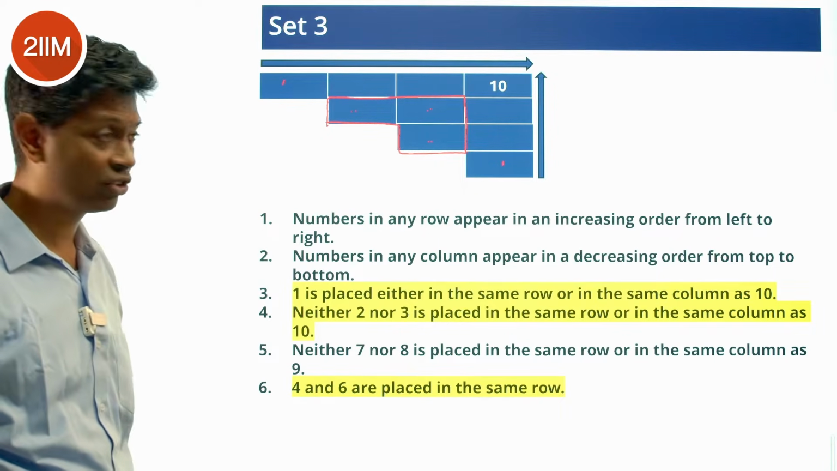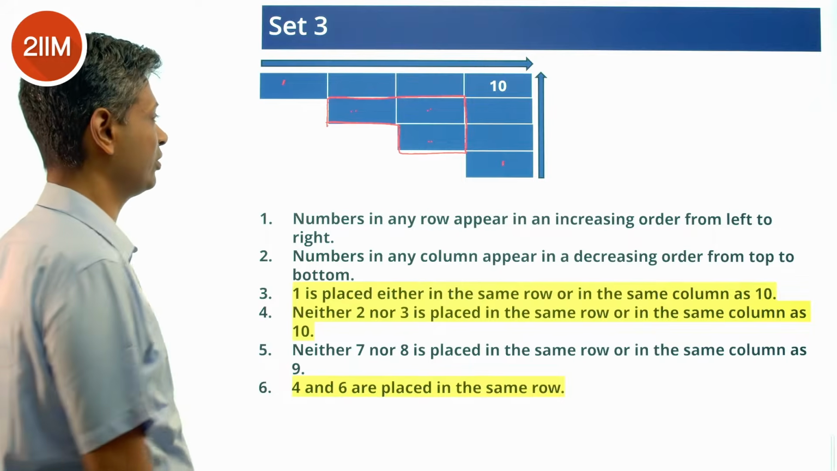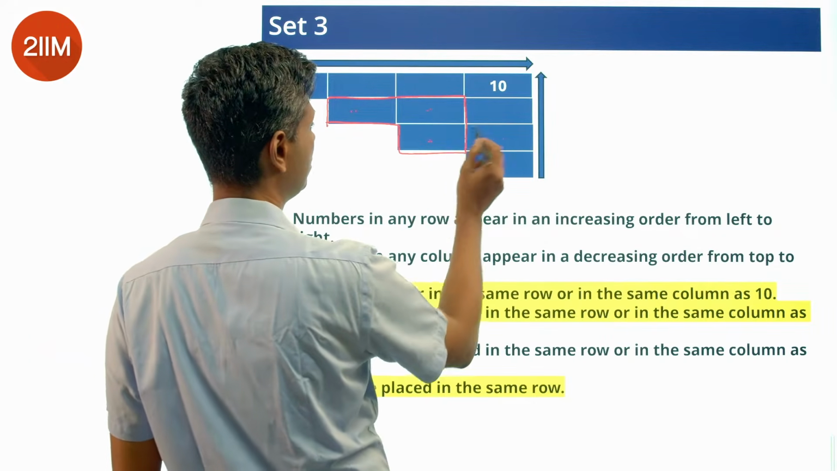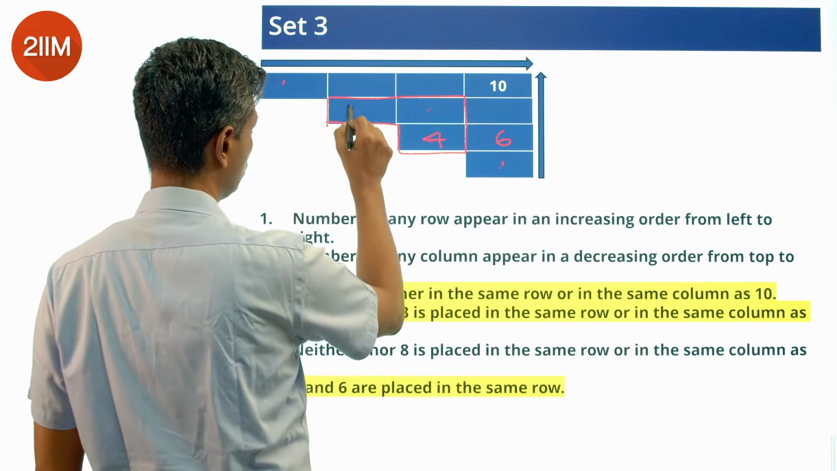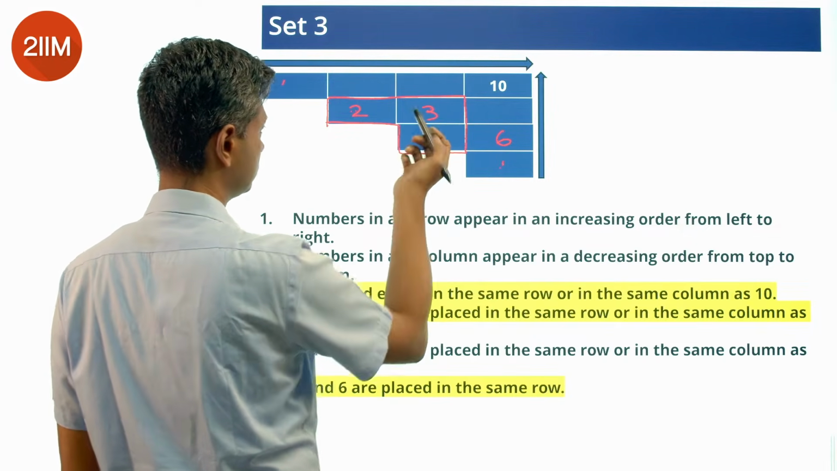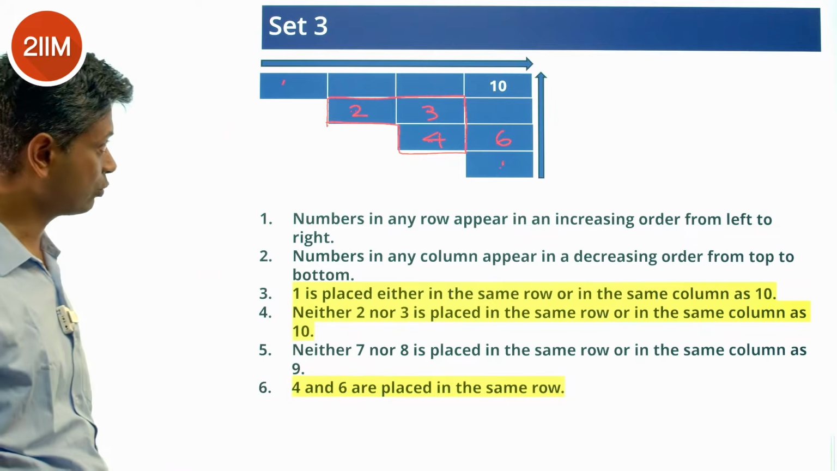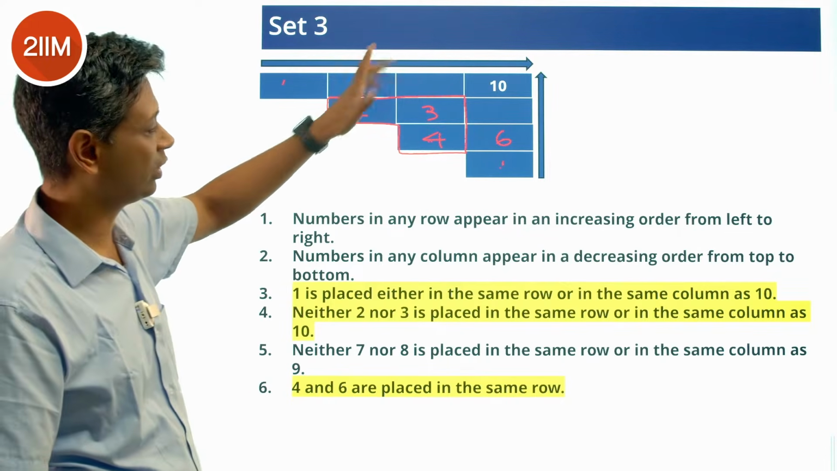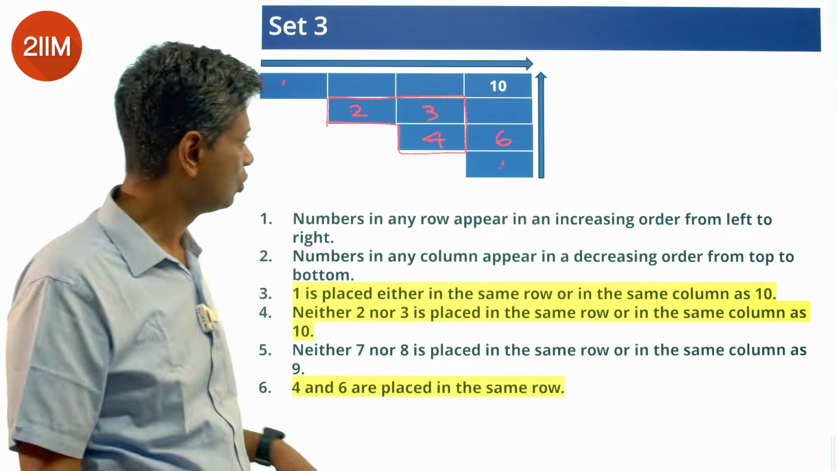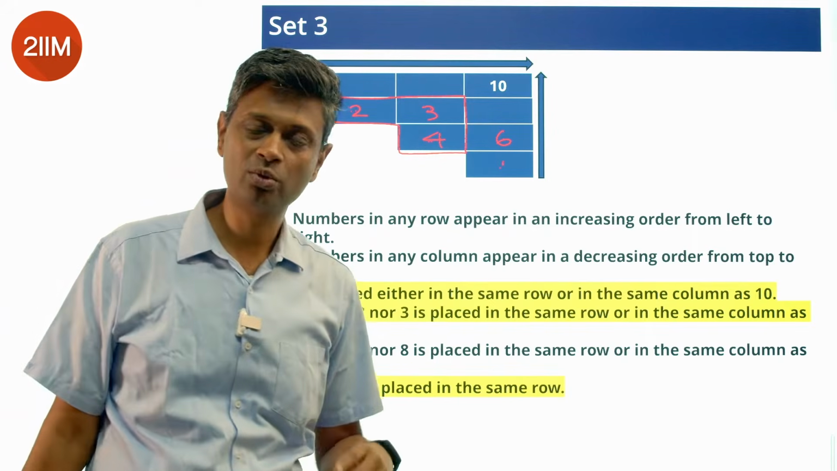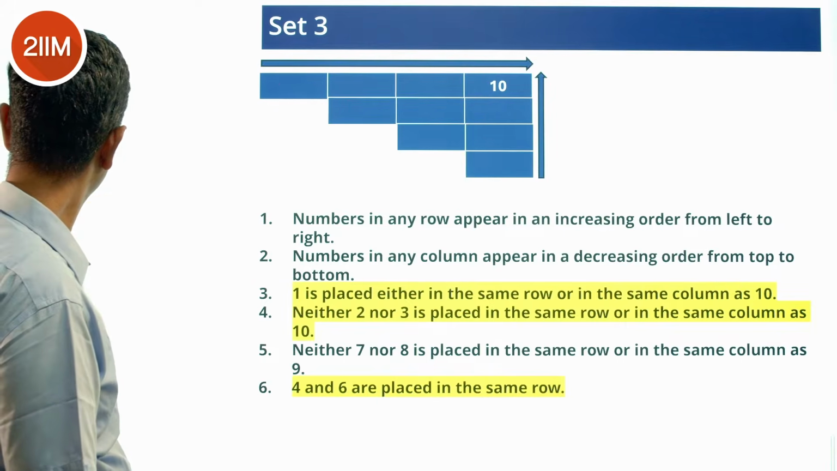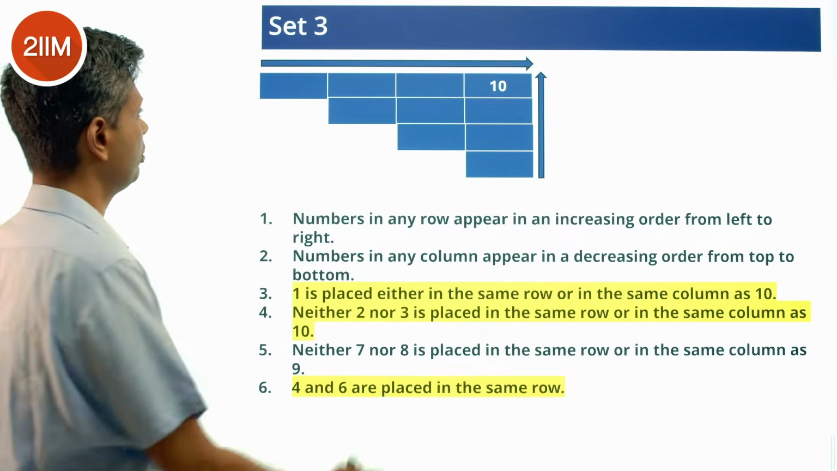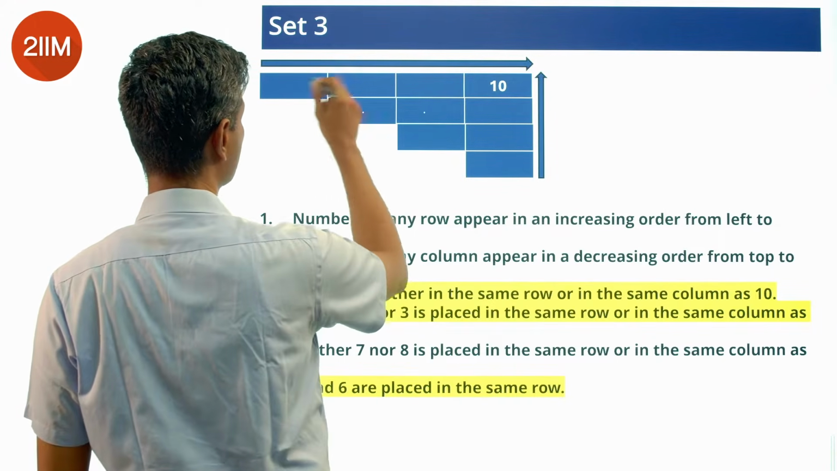4 and 6 are placed in the same row. 4 and 6 cannot be here. Could 4 and 6 be here? If I have 4 here and 6 here, then 2, 3 will have to come here. Those are remaining options for 2, 3. This cannot be here, 4 and 3. That's not possible. So 4, 6 cannot come in the third row. 4, 6 cannot come in the last row. So where could 4, 6 be? 4, 6 could be in this row or the first row.